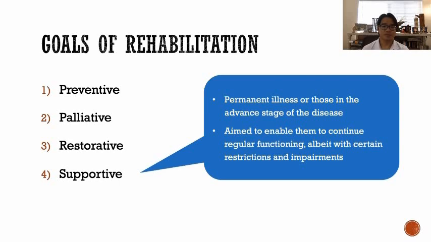The last one is supportive. This is the phase when the patient has an advanced stage of disease or advanced stage of cancer, where we know that the patient is not going to get better or be cured by treatment, or a patient that has very end-stage osteoarthritis. There's no way that we can really help the dog to move better with medications or surgery.